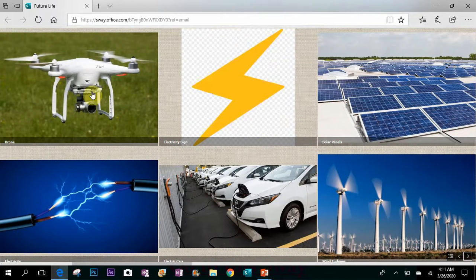And this is a picture of a camera that can fly, and it is called a drone. Next, this is electricity, and you can see the electricity sign. And here we find electric cars, and instead of using gasoline or petrol, we can use electricity to charge our cars. The next is the solar panels, and we have the wind turbines.